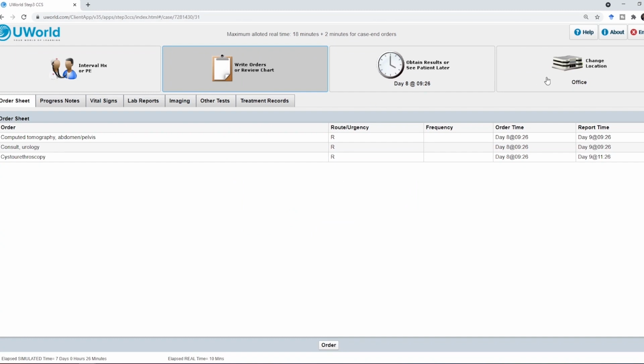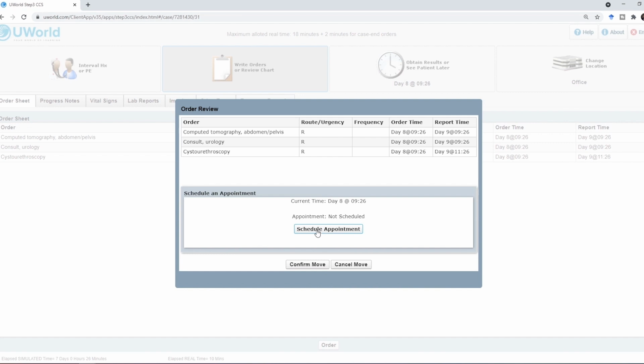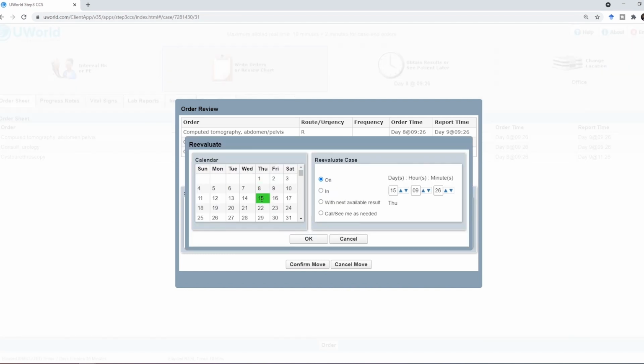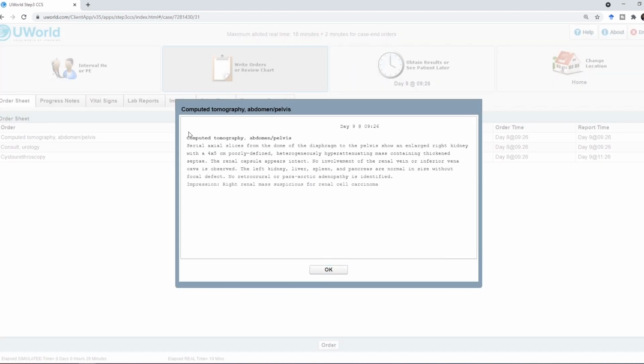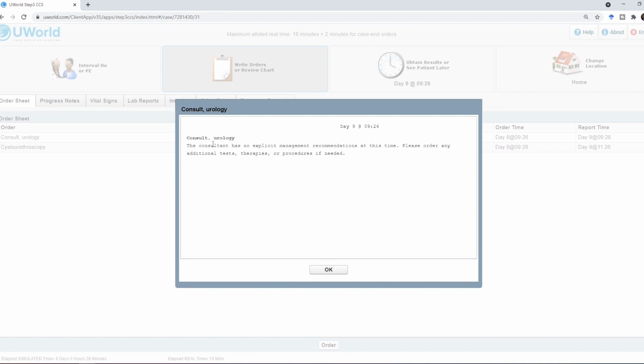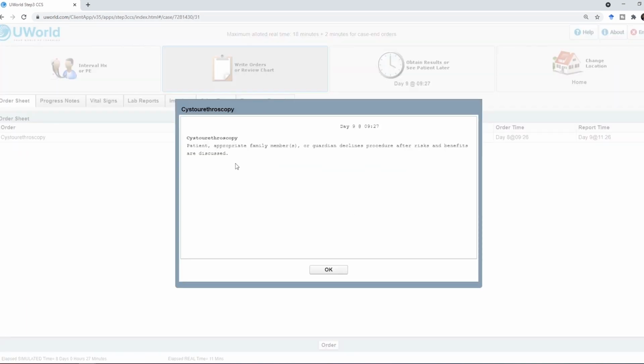So now again you can send the patient home and order a follow-up in a week or so. So schedule an appointment. We click on appointment in 1 week. OK, confirm move. And now we got the results of the CT scan. It shows right renal cancer, suspicion for renal cell carcinoma. Click OK, continue. The urology consult, they don't have explicit management recommendation. Please continue. Click OK. And here are the cystoscopy results.